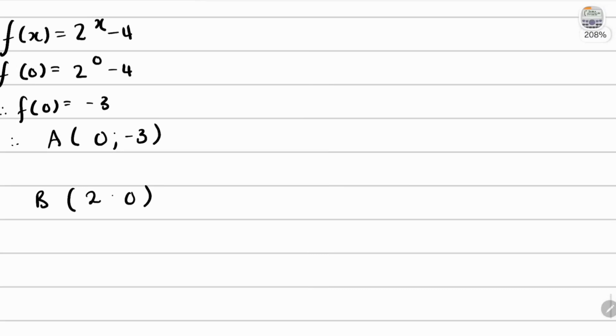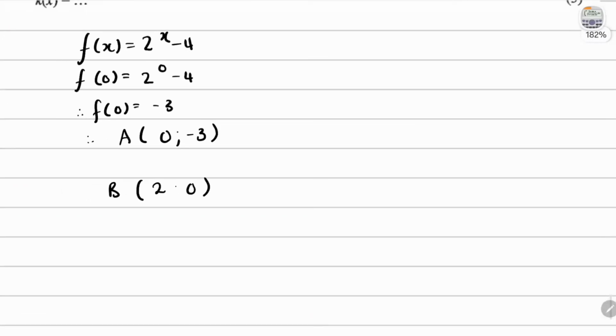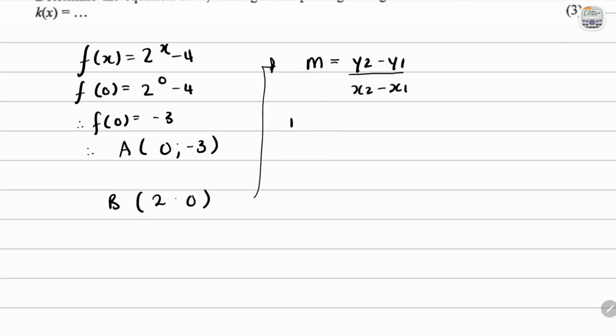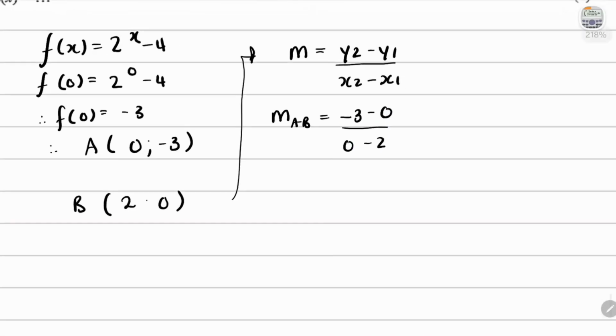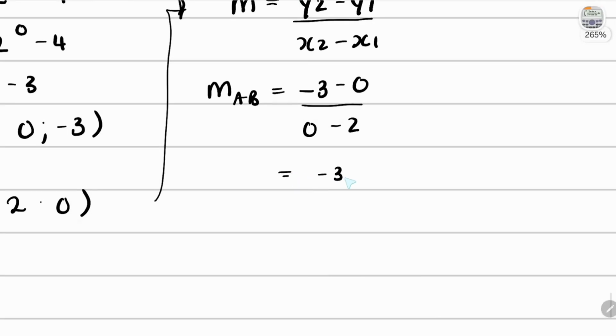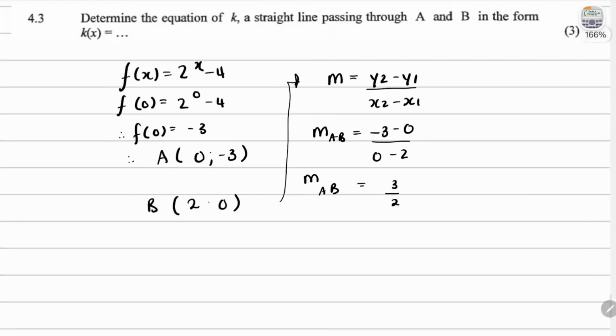Okay, so to find the equation of that line, we simply need the gradient. That's all we need. So let's find the gradient of that line with the gradient formula. And so the gradient of the line passing through A and B would be, we can just say top minus bottom and just follow the same order with the x values. So that's negative 3 minus 0 over 0 minus 2, which is going to give us negative 3 over negative 2. And so that just becomes positive 3 over 2. So the gradient of AB is positive 3 over 2.